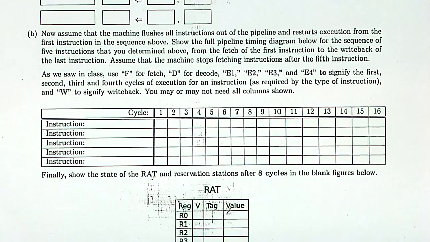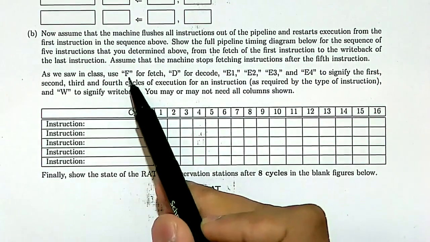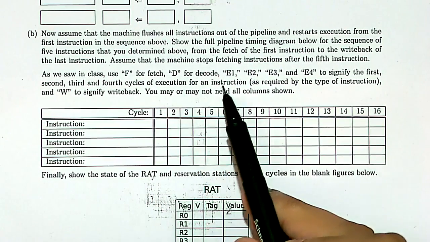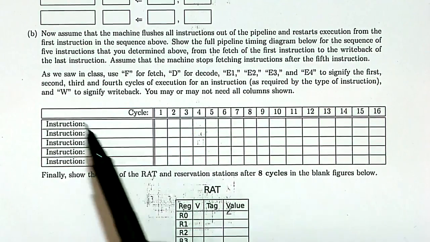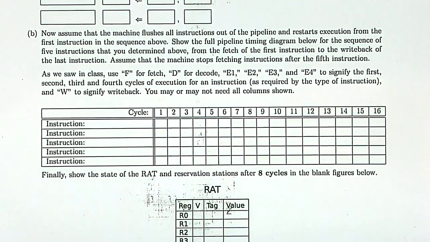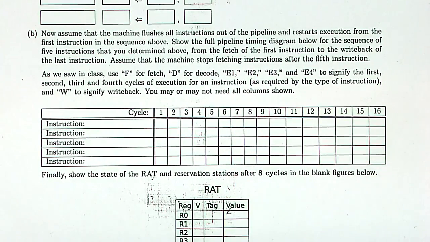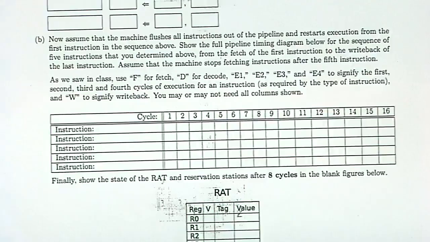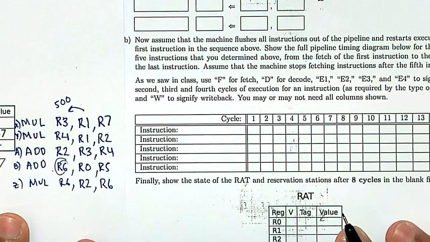Just like in some of the class examples, we're going to use F for the fetch stage, D for decode, E1, E2, E3, E4 and so on for execution, and then W to signify write back. We're basically trying to figure out how many cycles it will take to execute this program. And given the instructions, this is really nasty.